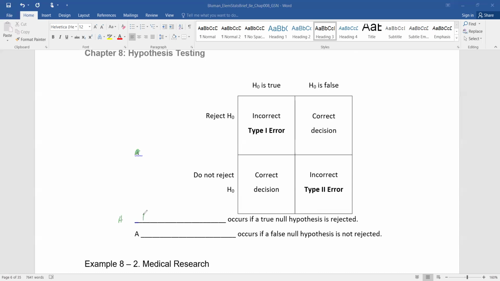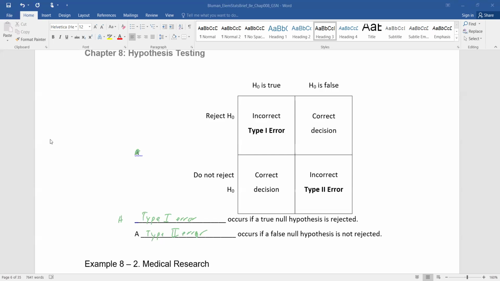So a type 1 error occurs if a true null hypothesis is rejected. So again, if you're stating it's false and it ends up being true, that's a type 1 error. A type 2 error occurs if a false null hypothesis is not rejected. So if we do not reject it and it ends up being a false statement, we now have a type 2 error. All right, let's look at another example now.